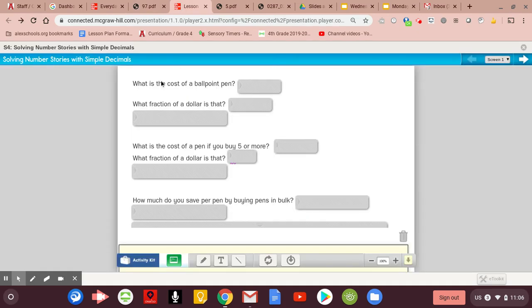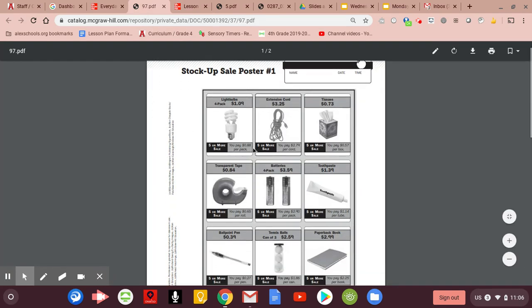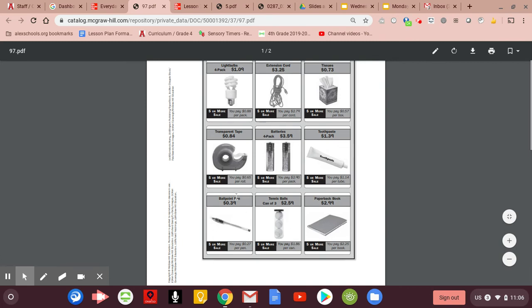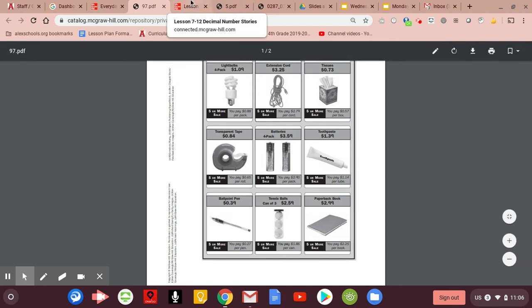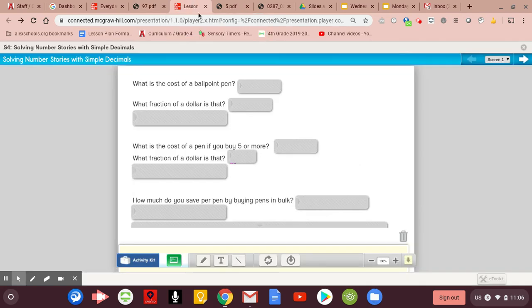It says, what is the cost of a ballpoint pen? So I'm going to take a peek here and I notice here is ballpoint pen. A ballpoint pen is 39 cents. But if I read, it says 5 or more sale. So if you buy 5 or more, you only pay 27 cents per pen. So we're going to go back. Remember, 39 cents, or for 5 or more it is 27 cents. So what is the cost of a ballpoint pen? 39 cents. What fraction of a dollar is that?